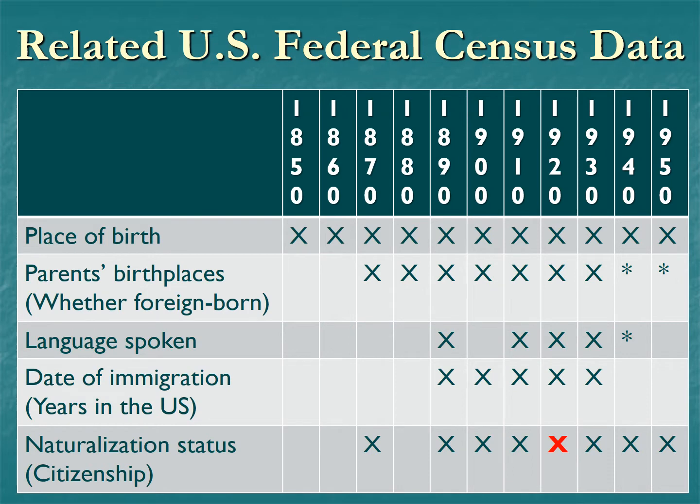This chart illustrates the immigration-related information found in each U.S. federal census from 1850 to 1950. The 1940 and 1950 U.S. federal censuses also included a statistical survey of only 5% of those enumerated. Questions asked about language spoken and parents' birthplaces, shown with an asterisk on this chart, were only asked of those who were included in this survey set.